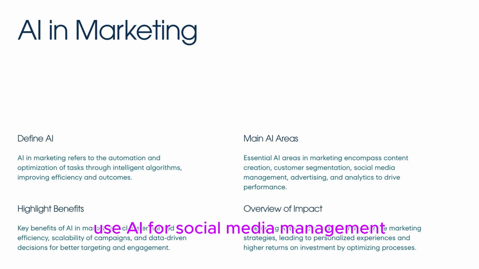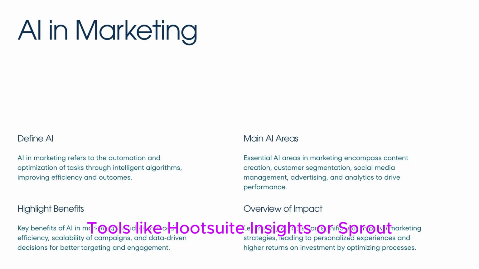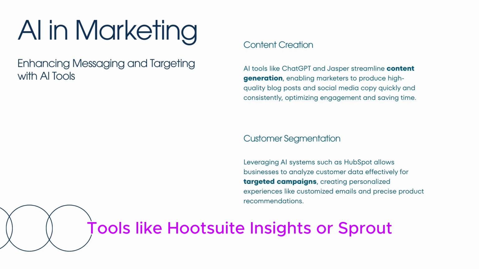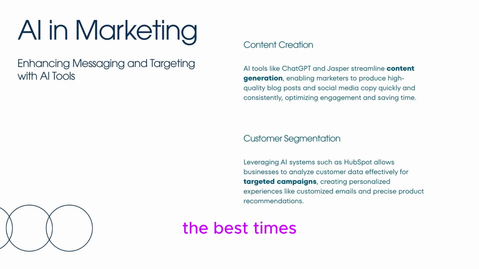Third, use AI for social media management. Tools like Hootsuite Insights or Sprout Social use AI to suggest the best times to post and analyze sentiment.